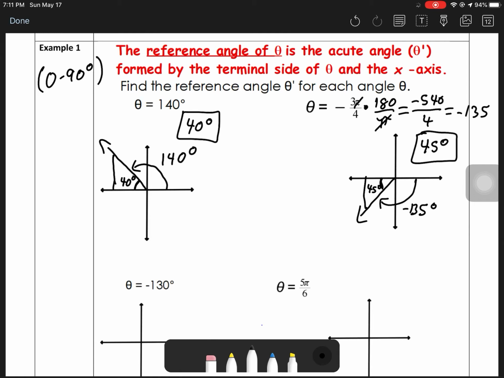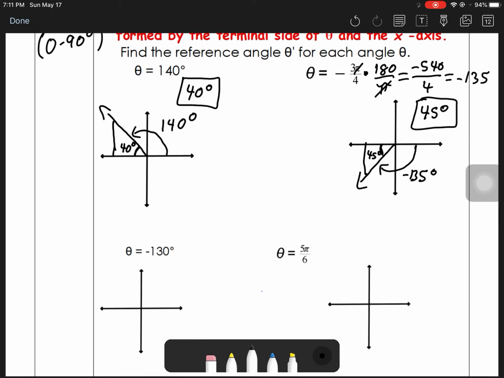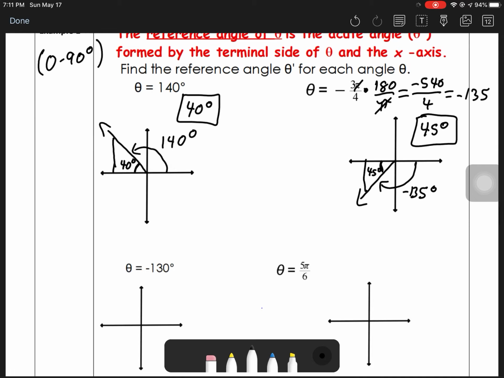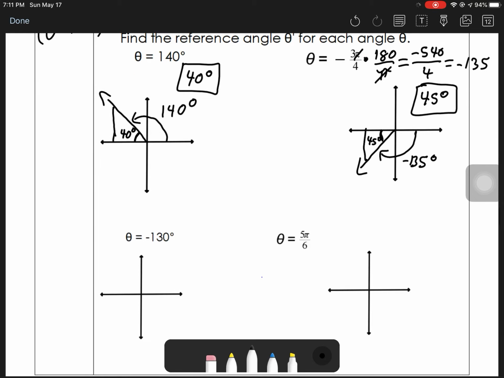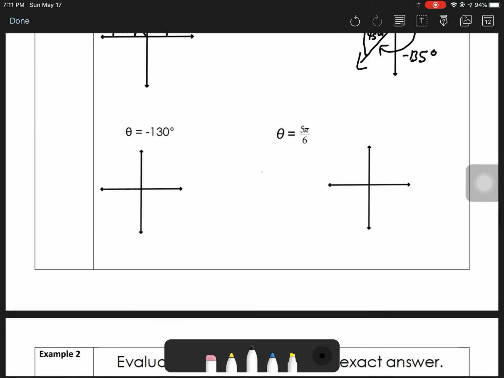And again, our final answer has to be between 0 and 90, and it's a positive answer. The reason we would have negatives would come into play later on with what we're doing in the second half of this lesson, which I'll show you.